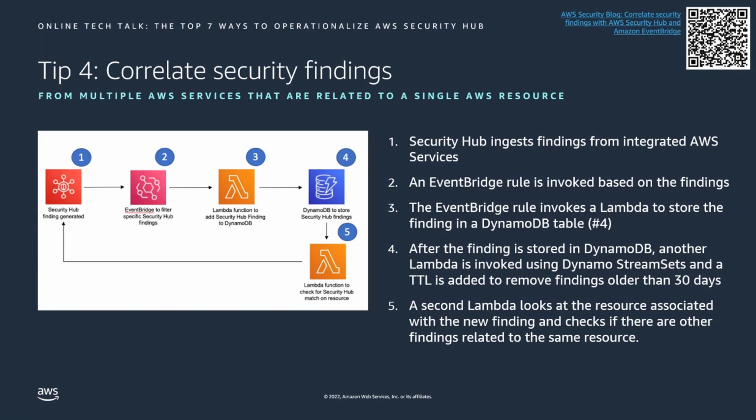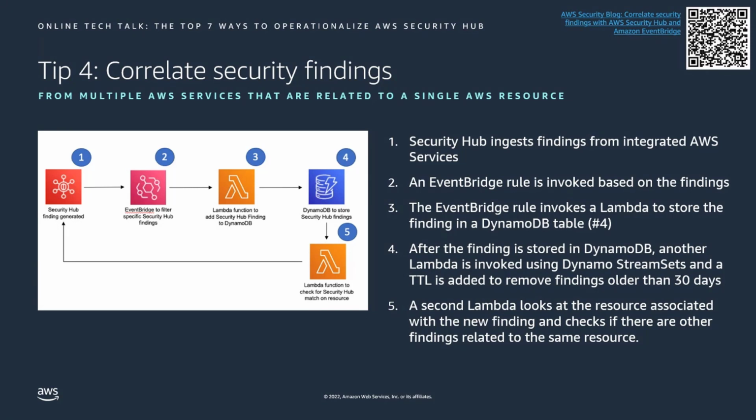So number one, and we've discussed that Security Hub ingests findings from multiple AWS services, including GuardDuty, Inspector, Macie, Firewall Manager, IAM Access Analyzer, and Systems Manager Patch Manager. And so then you can have an EventBridge rule that gets invoked based off of some of these findings. That EventBridge rule will kick off a Lambda function, as denoted in number 3, that will read the contents of that finding and put the data in a DynamoDB table per number 4. And in that Dynamo table, we're going to add a TTL value to those rows to expire those findings that are older than 30 days.